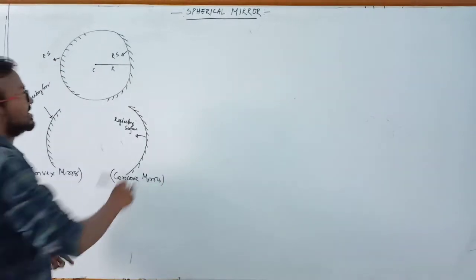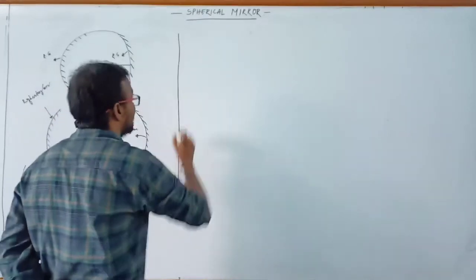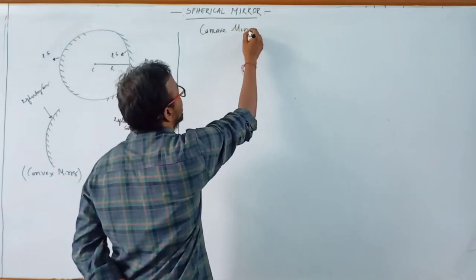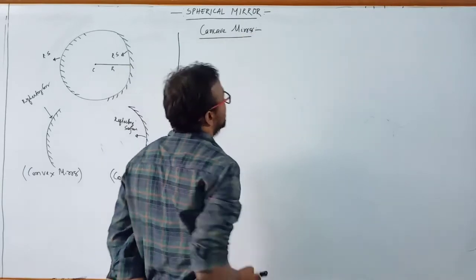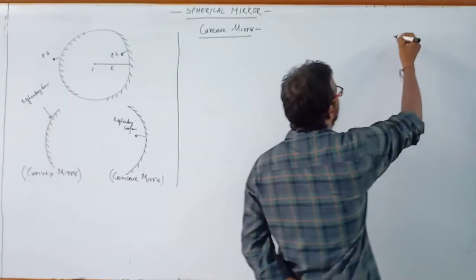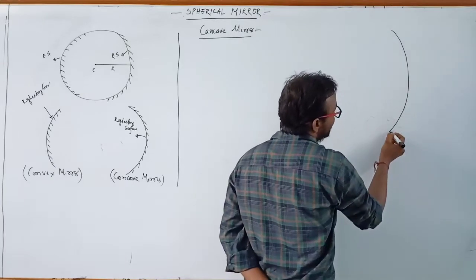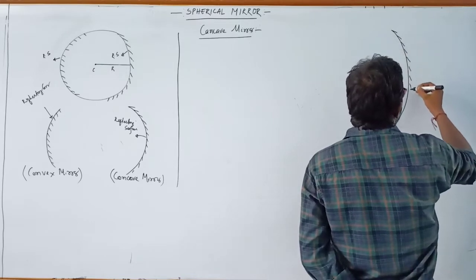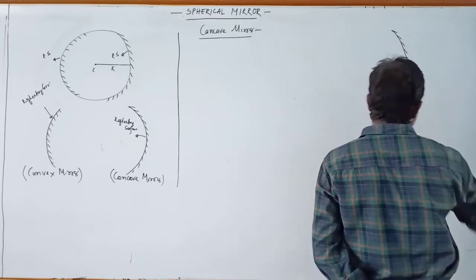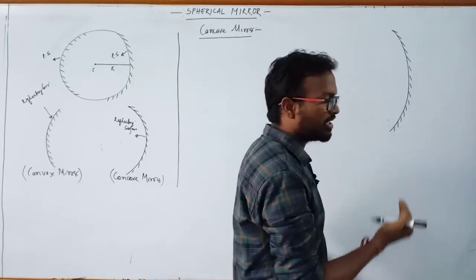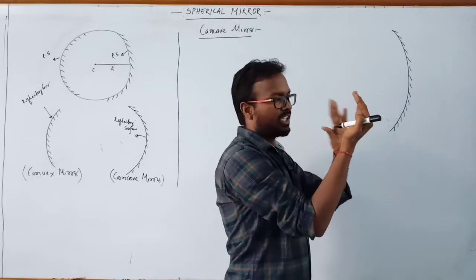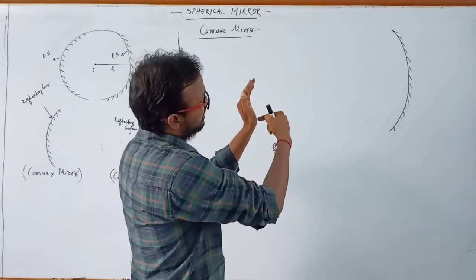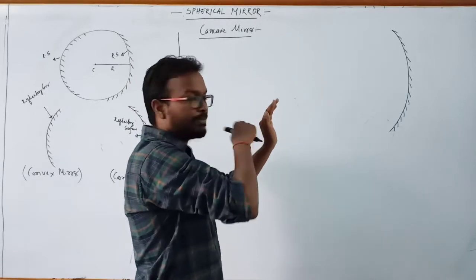So first let's start. What is a concave mirror? Suppose we have a concave mirror here. The outer surface of this mirror is silvered, but the inner surface is the reflecting surface. You have to remember this. Concave mirror means the outer surface is silvered but the inner surface is reflecting. But convex mirror means the inner surface is silvered but the outer surface is reflecting.